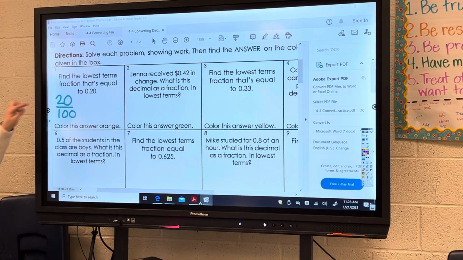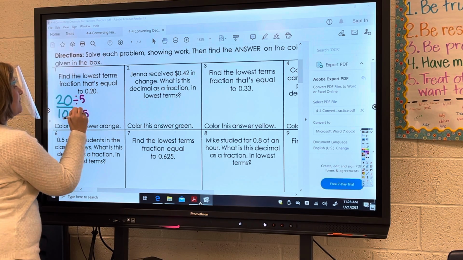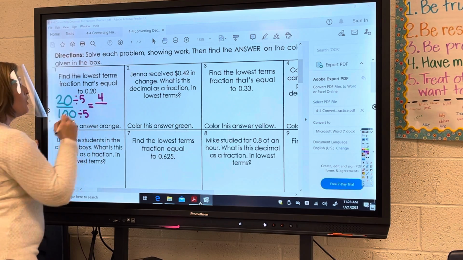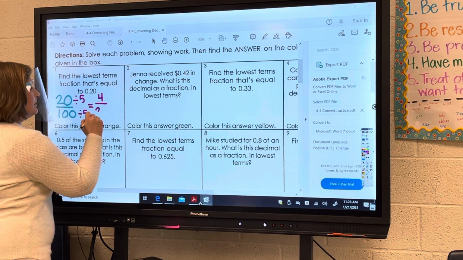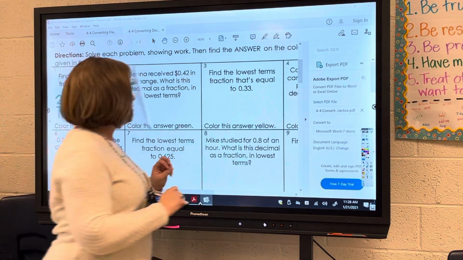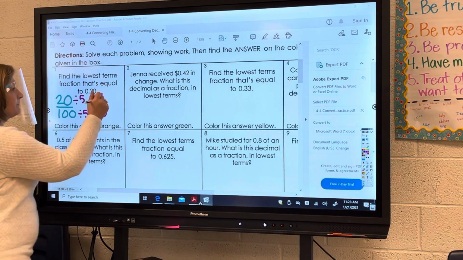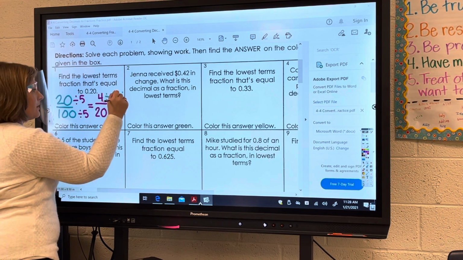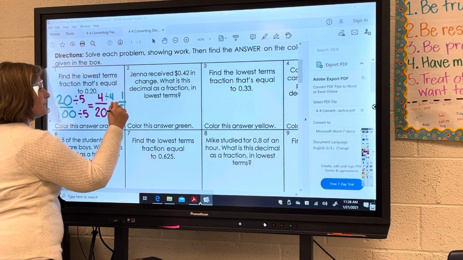What can I divide 20 and 100 by? 2. 5. All right, let's try 5. 20 divided by 5 is 4. 100 divided by 5 is 20. Is that as low as it'll go? No. What can I divide 4 and 20 by? 4. 4 divided by 4 is 1. 20 divided by 4 is 5.